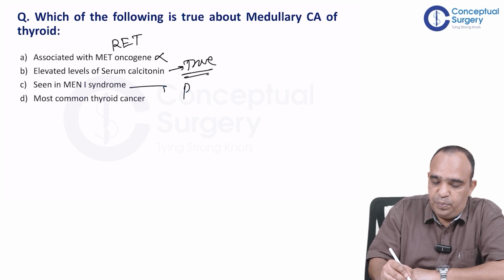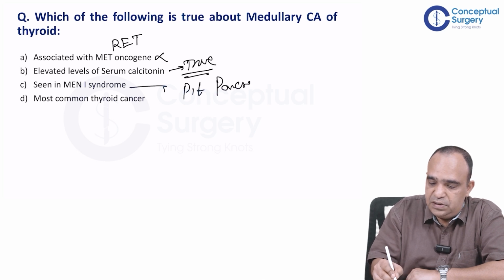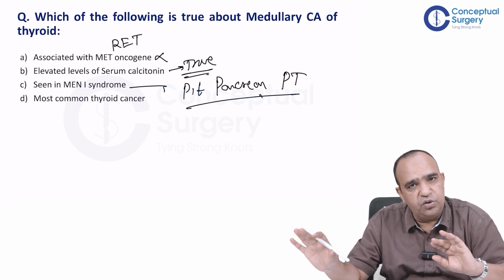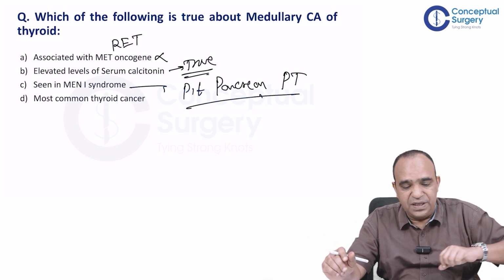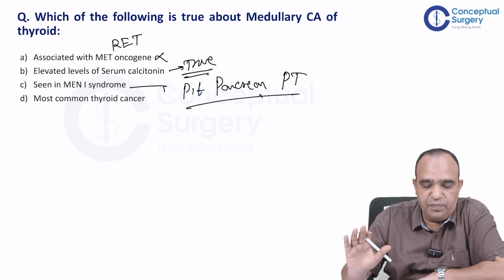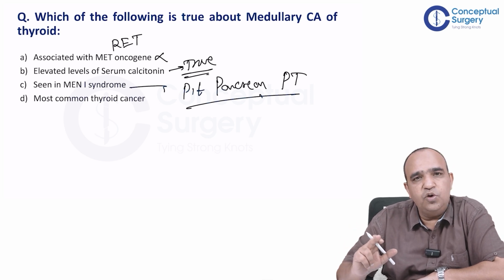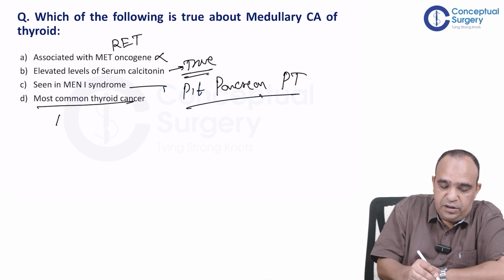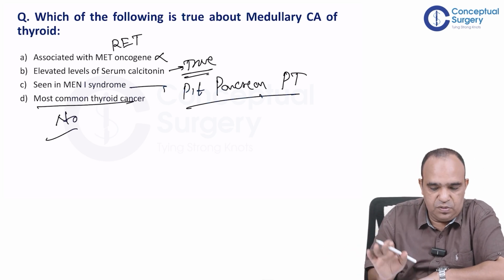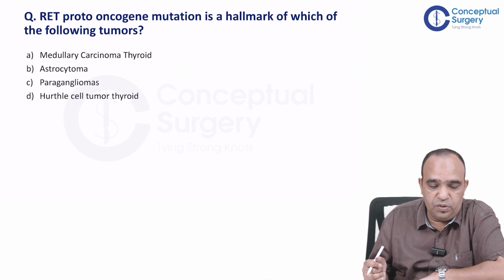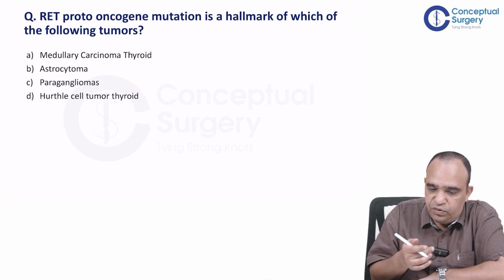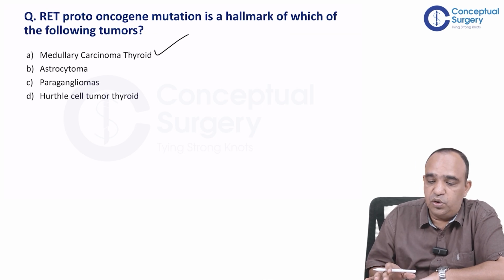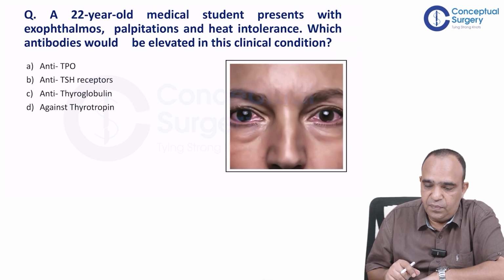It includes pituitary, pancreas, and parathyroid. This we will discuss in detail. Don't worry, all the MEN syndromes later, I have a question on MEN syndrome. So, it's not part of MEN 1. Medullary carcinoma is part of MEN 2A and 2B, not 1. Most common thyroid tumor? No. Most common is papillary carcinoma. So, correct choice, I have told you. Now, this is straightforward. We have already discussed another question: RET proto-oncogene mutation is a hallmark of medullary carcinoma thyroid.